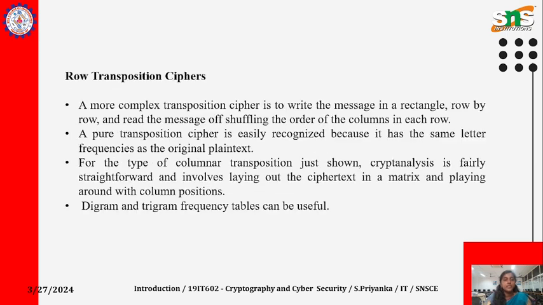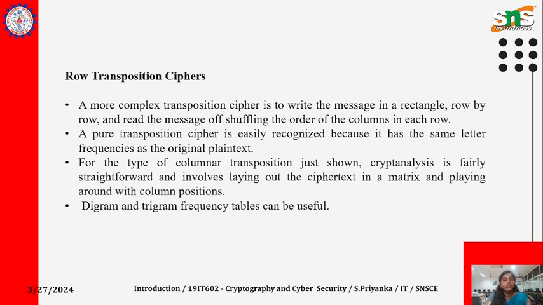Next is row transposition ciphers. A more complex transposition cipher is to write the message in a rectangle, row by row, and read the message off by shuffling the order of the columns. First we have to write row by row, and then we have to read it column-wise.